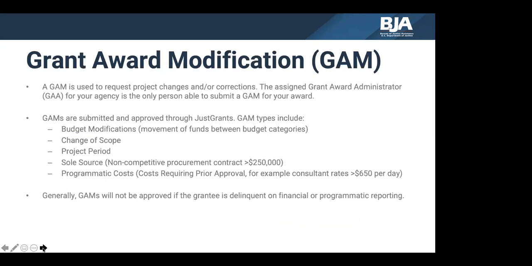Grant award modifications, GAMs. Changes are sometimes necessary for a given grant-funded project. Some changes you can make on your own without prior approval. However, some changes require prior approval per the Uniform Guidance, the DOJ Financial Guide, or the solicitation or statute for the particular grant program. This slide lists common types of GAMs where prior approval is required. Consult with your grant manager should you have any questions about changes to your project. Only the assigned grant award administrator for the award can submit or take action on the GAMs in JustGrants.